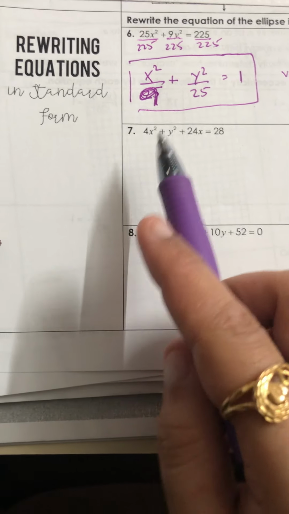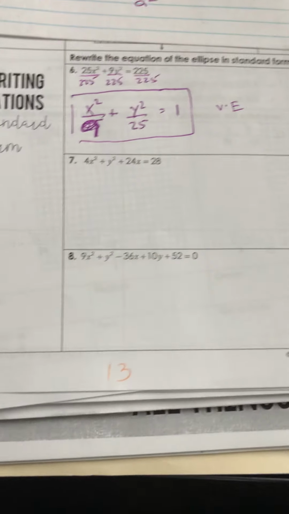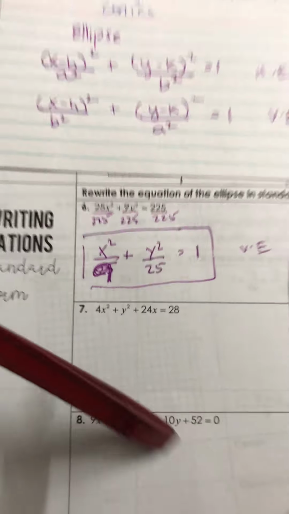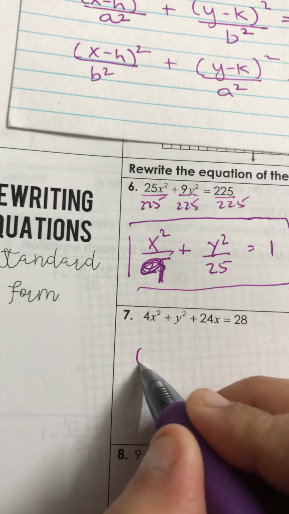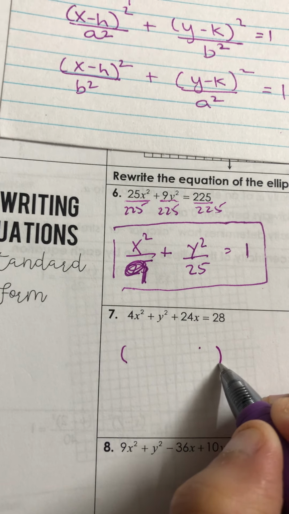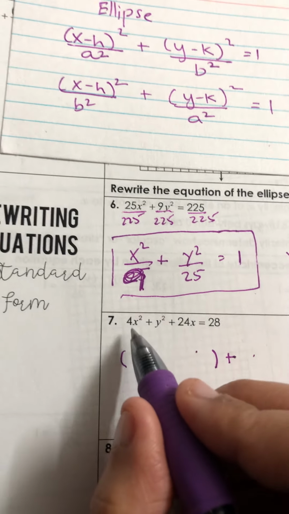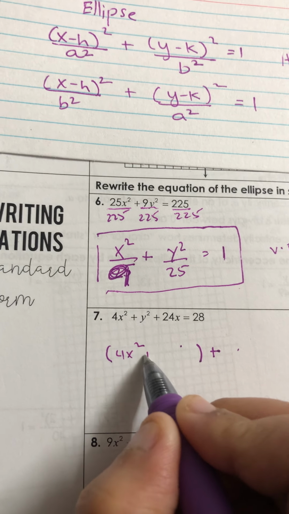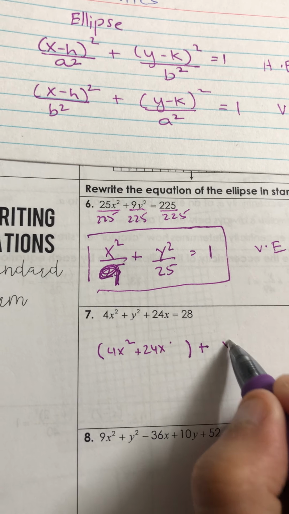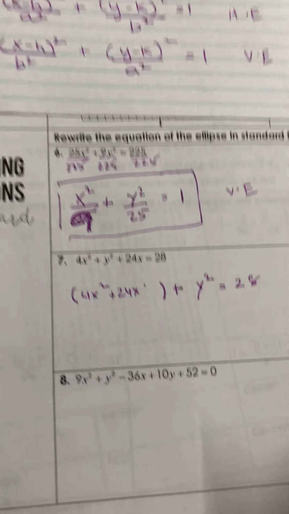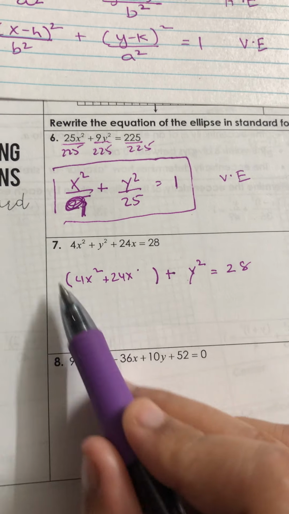Now in this question, we can see that there's an x squared term, a y squared term, and an x term, which equals 28. So first of all, I need to complete the square in the standard form. There should be x plus y. So I'm going to combine the x terms together, plus the y term equals 28. My x terms are 4x squared plus 24x. I'm combining them, separate y squared, equals 28. But still, it's not a complete square. This is a complete square, but this is not.